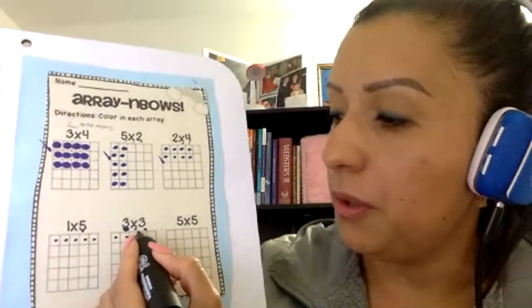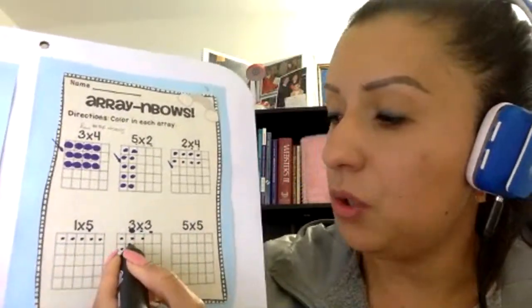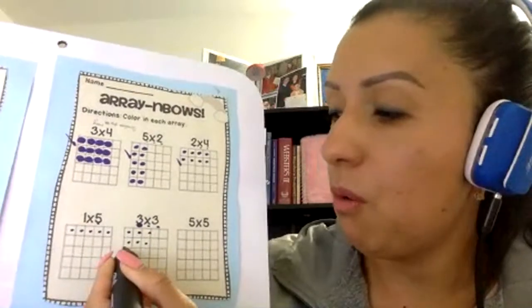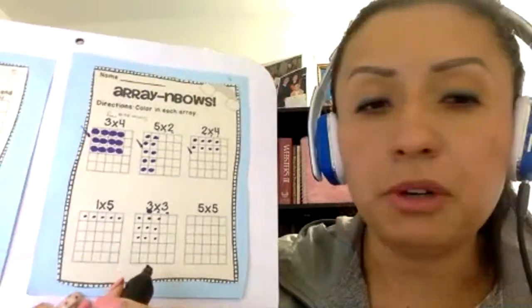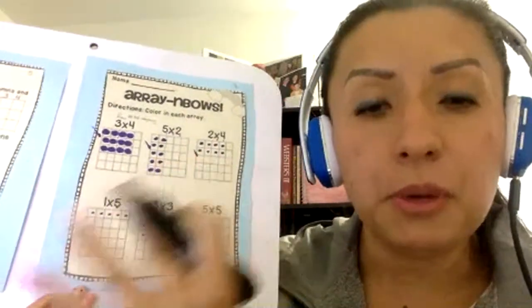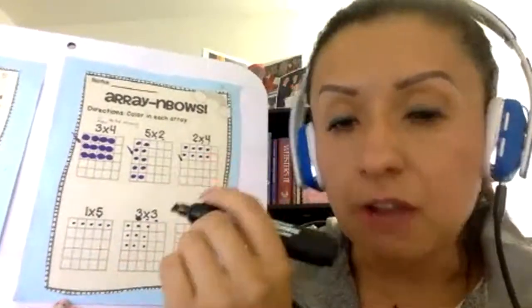1, 2, 3. One group. 1, 2, 3. Second group. 1, 2, 3. Third group. So we have 3 groups of 3 dots. Please compare and then check and write a small red tick or a tick.